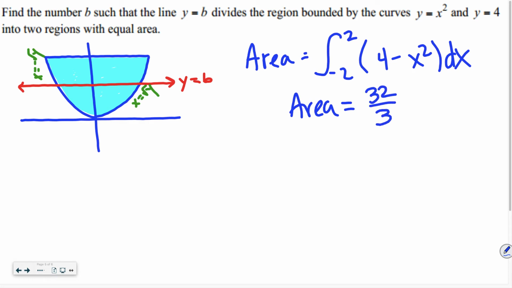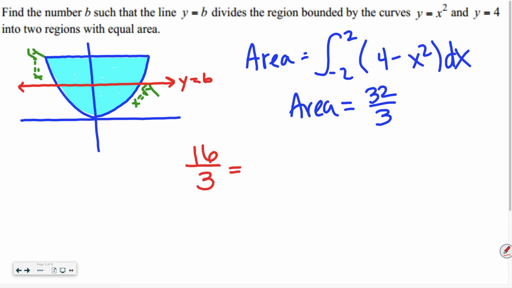Better double check, Ethan. Yep. Double check, triple check, quadruple check. We're getting 32 thirds. Okay, so what is half of 32 thirds? 32/6 or 16 thirds.